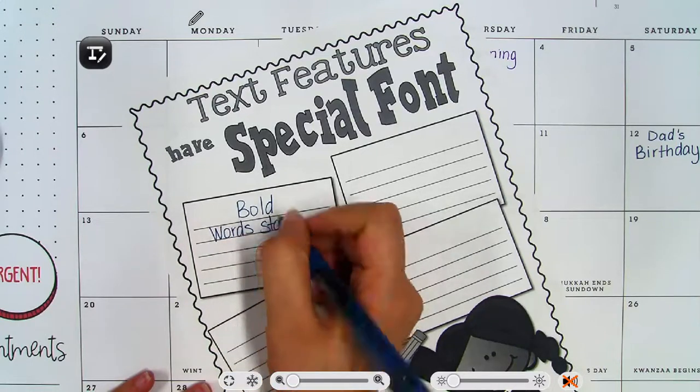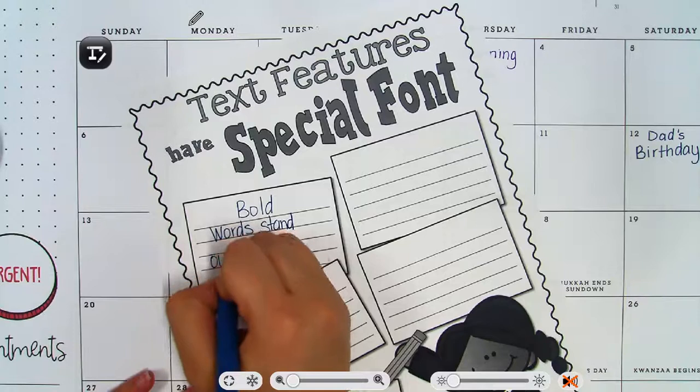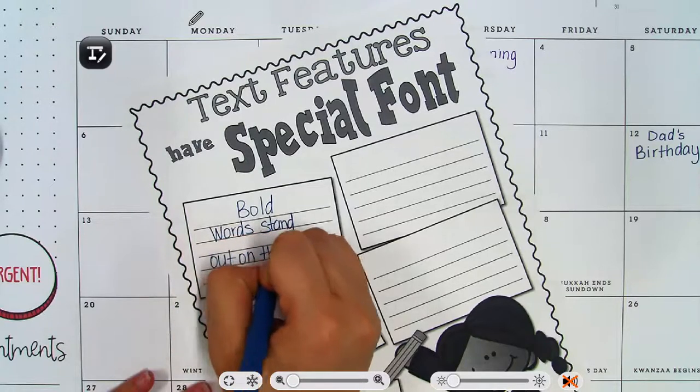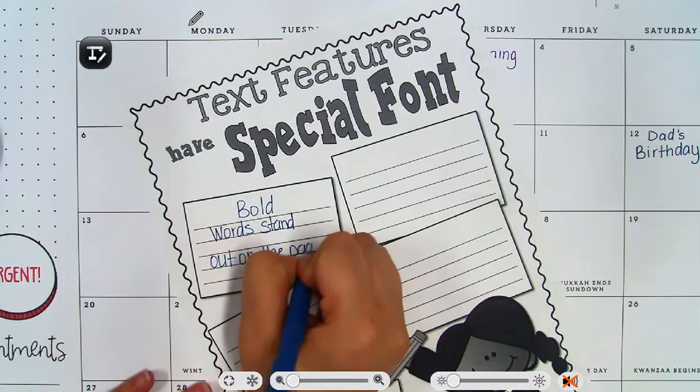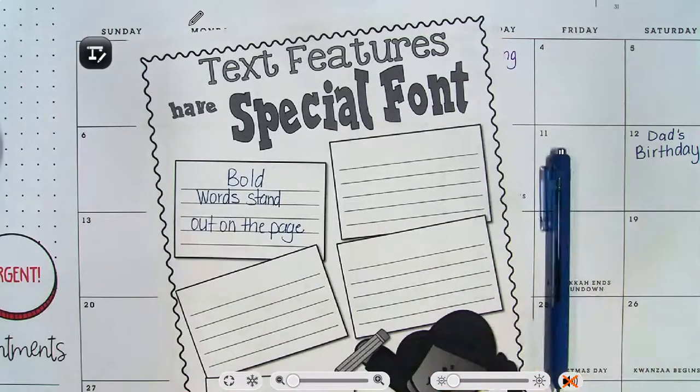stand out on the page. So authors may bold words in their books, and usually when the author does that, guys, it's because they want you to know that that word is important. A lot of the times when they bold words, it's because that word may be in the glossary, so you're able to go and find the definition of that word.